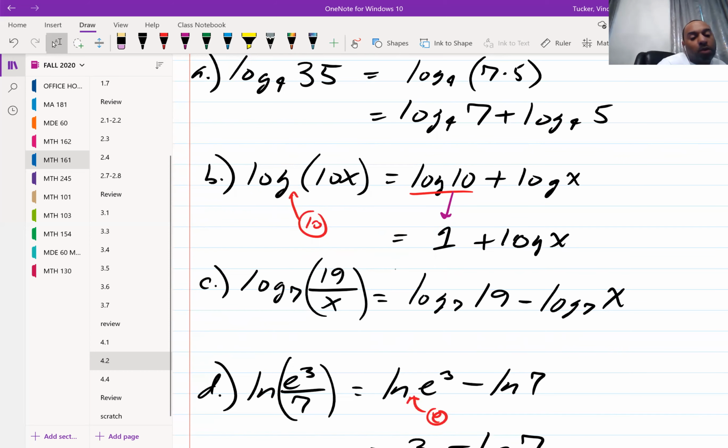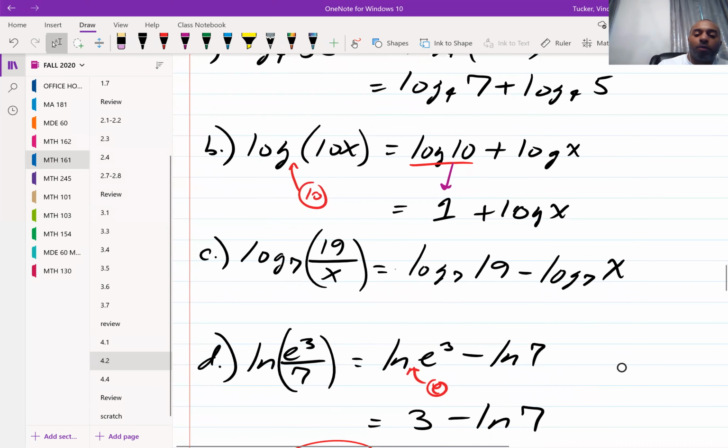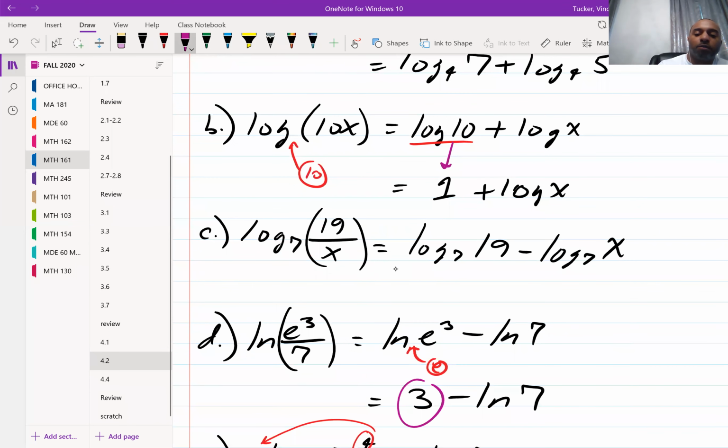Next one, natural log of e to the third power over 7. Once again, it's division, so we can separate our terms by using subtraction. So it's natural log of e to the third power minus natural log of 7. So ln is the natural log. And natural log of e to the third power simplifies to just 3. And natural log of 7 cannot be reduced, so it'll just stay right there.